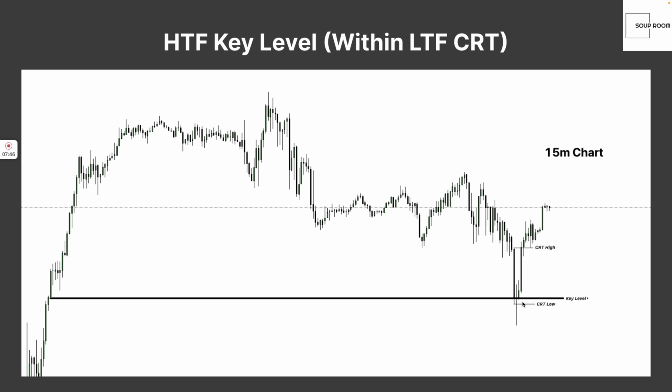CRT high, CRT low, key level hit, range formed. We soup the range low, coming back above the key level, exploding above. As soon as price closed above the key level, price expanded above with speed, targeting the CRT high. This key level right here within the lower time frame CRT makes this CRT very high probable. Longs over here would have been amazing.